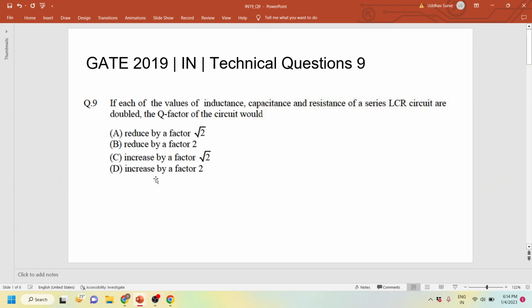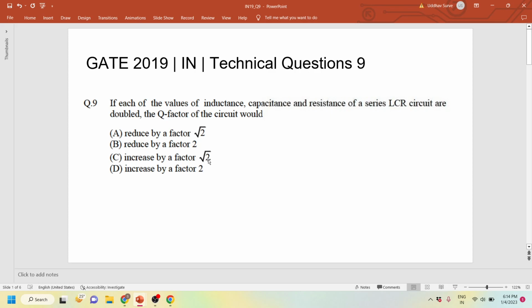Okay, fine. So next question, GATE 2019, instrumentation, technical question 9. If each of the values of inductance, capacitance and resistance of the series LCR circuit are doubled, the quality factor of the circuit would be, written as Q factor, whose full form is quality factor. So will it reduce by a factor of root 2, reduce by a factor of 2, increase by a factor of root 2, or increase by a factor of 2?